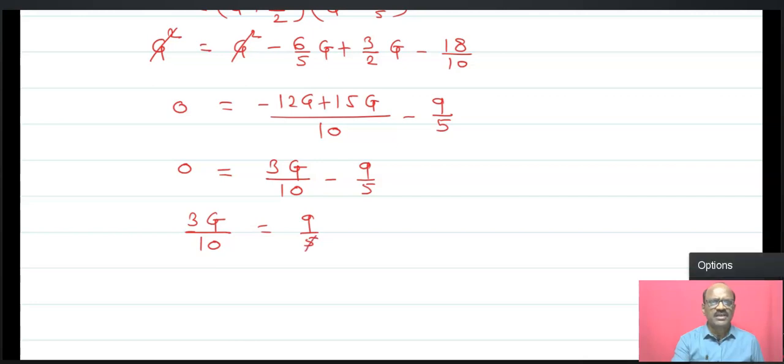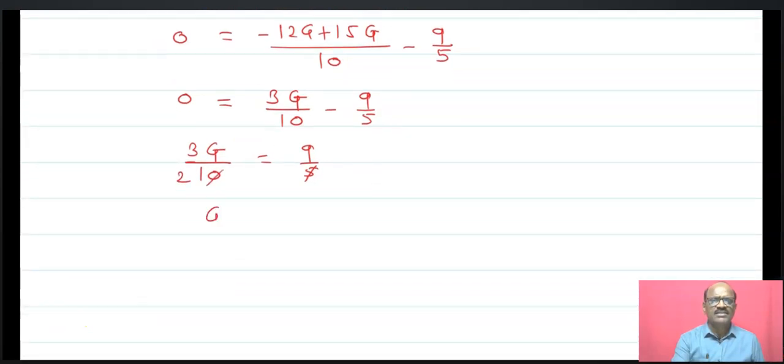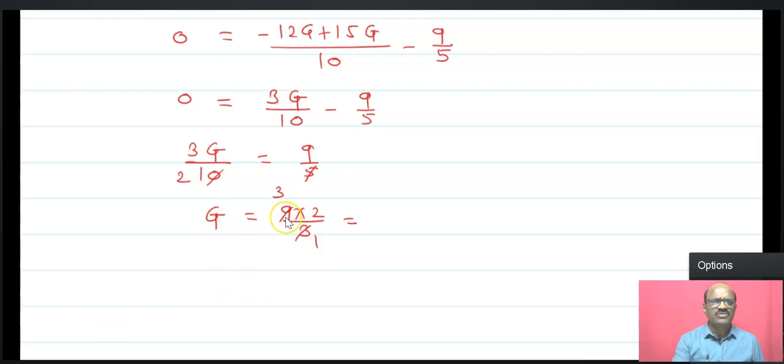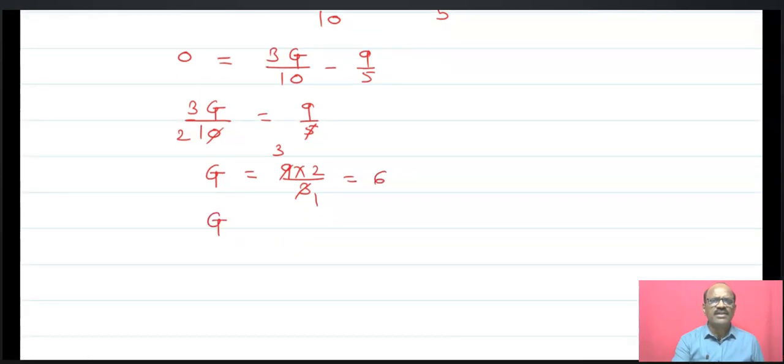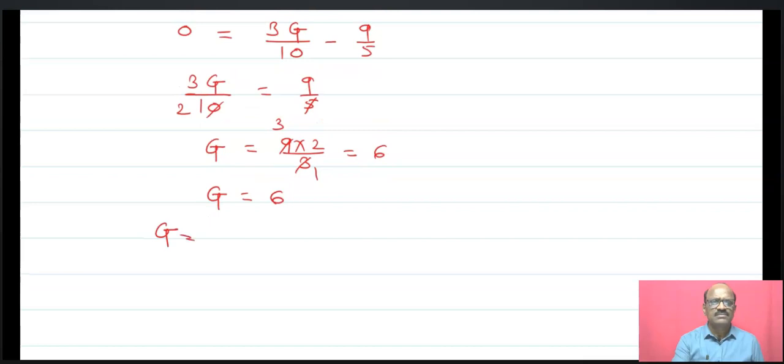This is a very simple calculation. On both sides, multiply by 5 and by 2. Now see this, that is 3 by 2 into G. Now here G is equal to 9 into 2 upon 3. Therefore, the value of G is equal to 3 into 2, 6. The value of G is equal to 6.